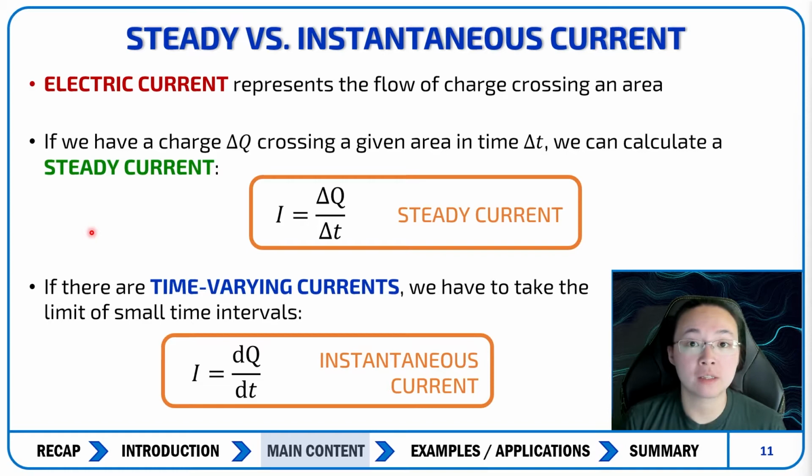Now, the problem is there are sometimes time-varying currents, and that means we have to take the limit of small time intervals. So you then have an instantaneous current, dq over dt. So the main difference: you have something that's steady, it won't change, it's constant, you have delta q over delta t. In other cases, you have a time-varying current, in which case you can only take a small snapshot in time and see how much charge flows through within that specific period of time in that specific area within that object.